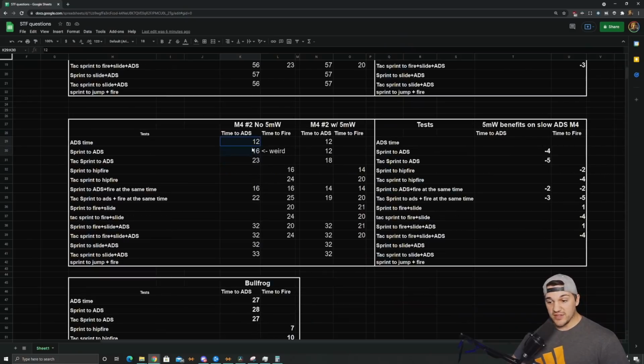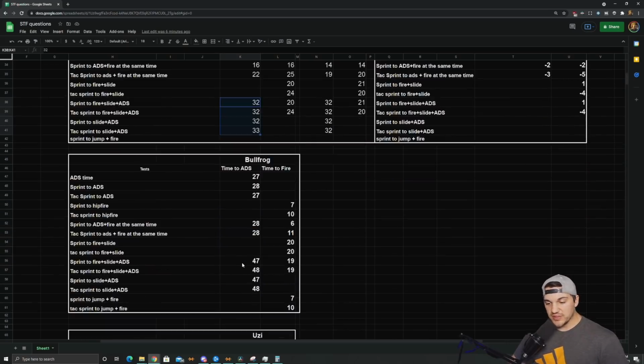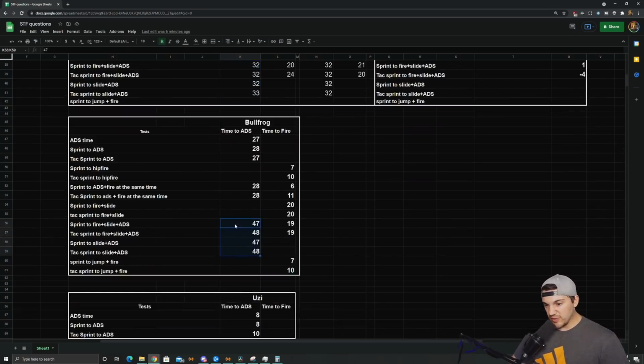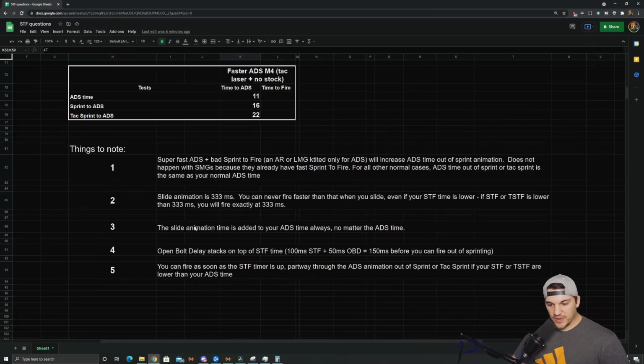And that was true for the fast ADS build as well. My default ADS for my fast M4 was 12 frames, and every single one of the ADSs out of a slide took an extra 20 frames. Came out true for the Bullfrog as well, exactly 20 frames extra.